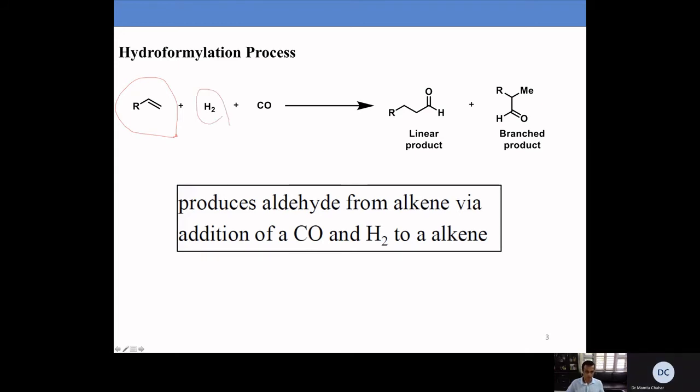So you take an olefin, you take hydrogen and CO. There are two likely product formations. One is the linear aldehyde, or the other would be the branched product. So linear or branched product formations are possible.